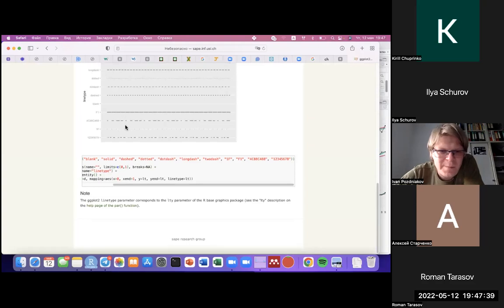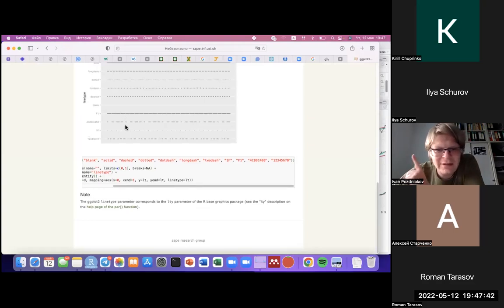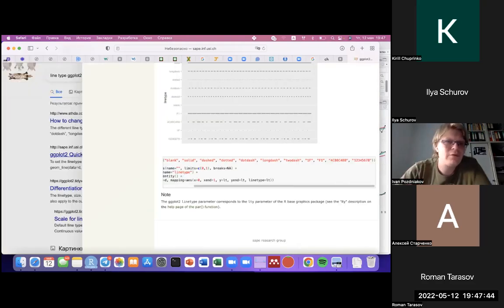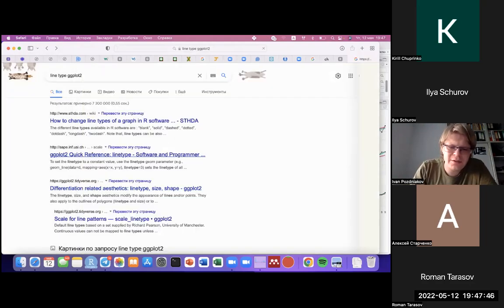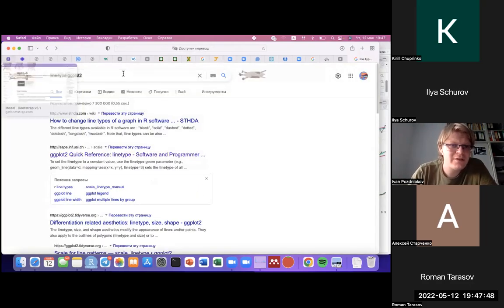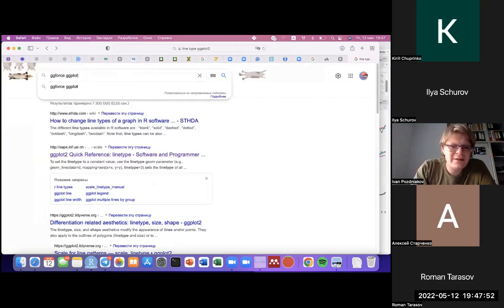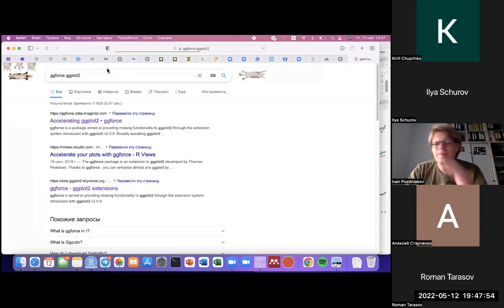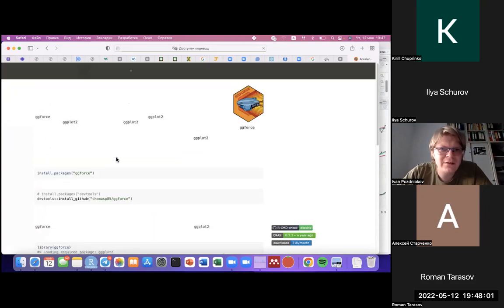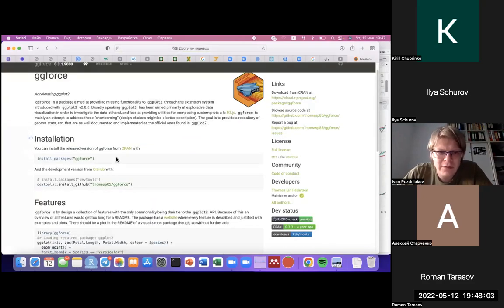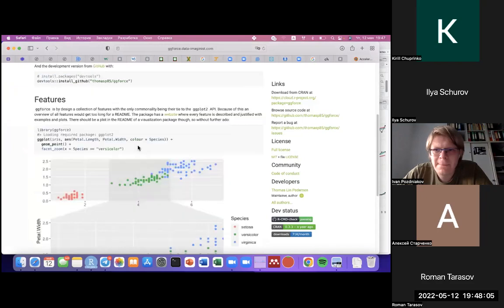Okay. Also, there is a nice package called ggforce that actually expands ggplot2. It's a package by Thomas Lin Pedersen. He's one of the main guys in the ggplot2 community, one of the main ggplot2 developers.